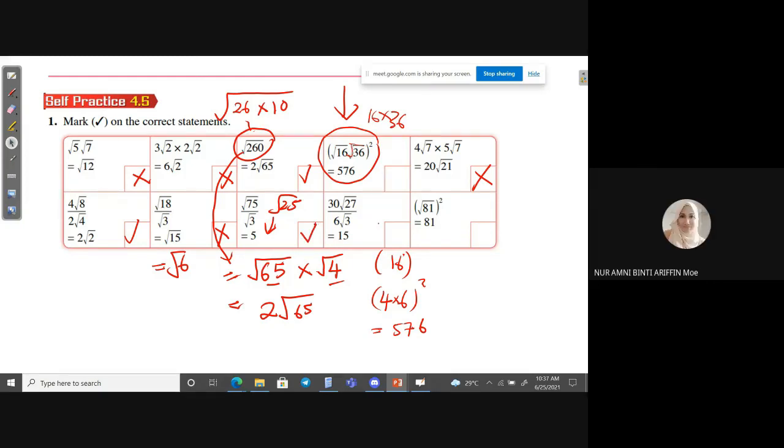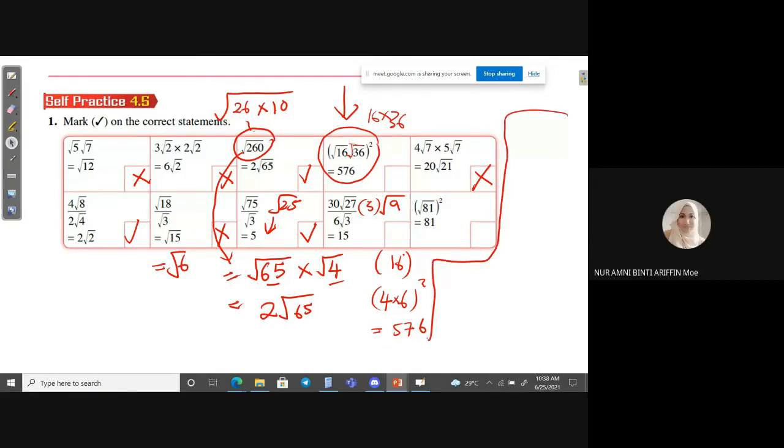Okay, the second last. Tengah fikir. Should be 5 with the 9, right? Correct. 30 divided by 6 becomes 5. And then 27 divided by 3 becomes 9. And square root 9 is 3, 5 times 3. Okay, dapat tak yang lain?